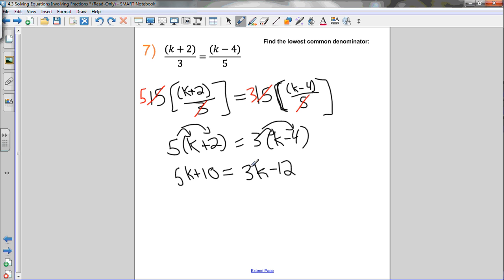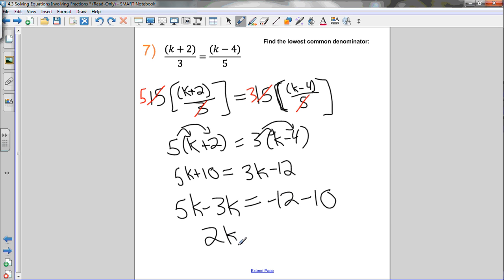So I'm going to bring this positive 3k to the left. It will become a minus 3k. And I'm going to bring this positive 10 to the right. And it will become a minus 10. So I have 2k equals negative 22.